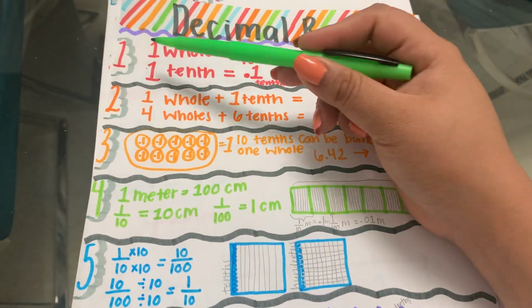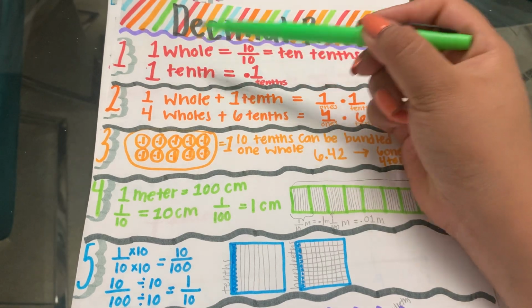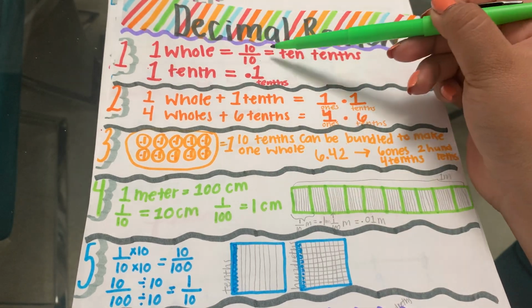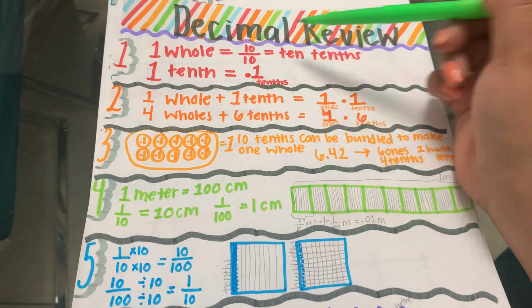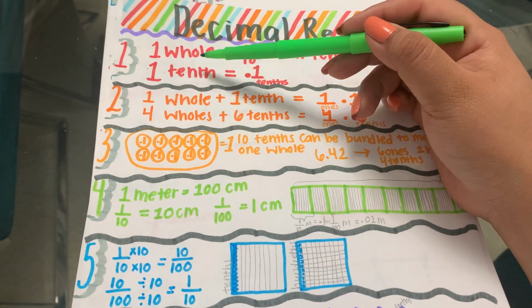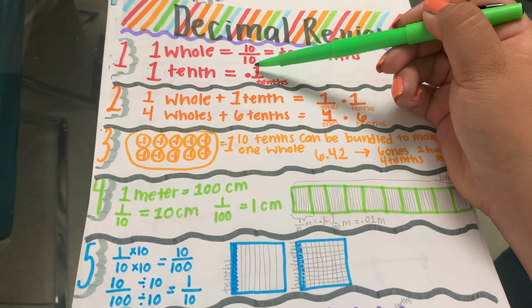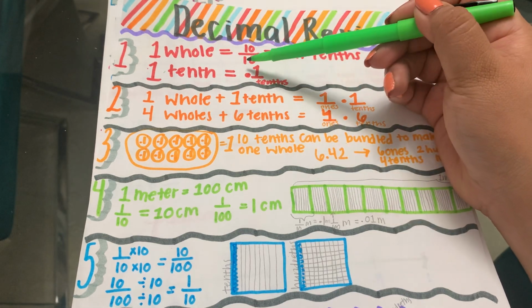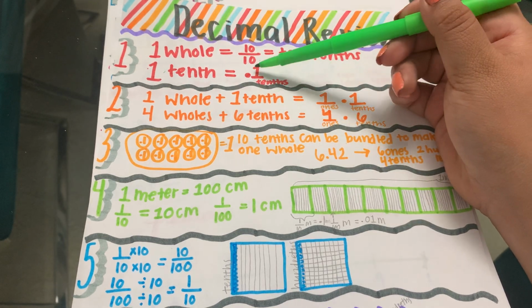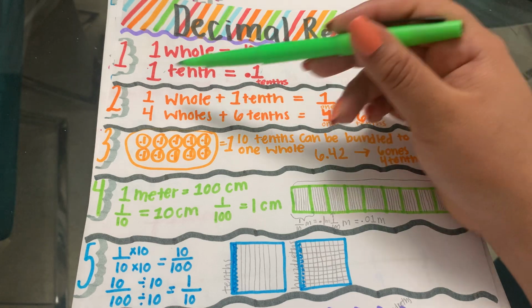So the big takeaway in lesson 1 was to know that 1 whole is equal to 10 tenths, and I put it in unit form. And 1/10 is equal to 0.1. So when you write 1/10 in decimals, it's 0.1. And you could say this is 1/10.